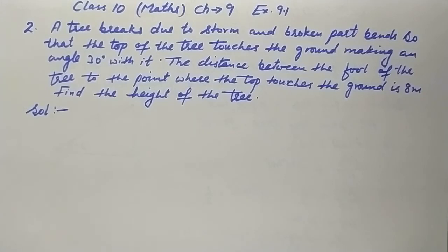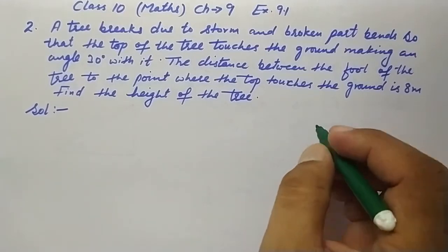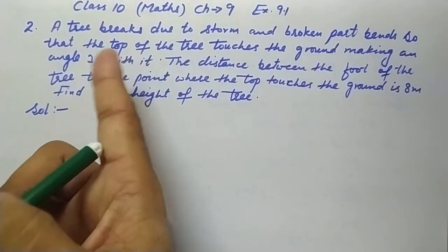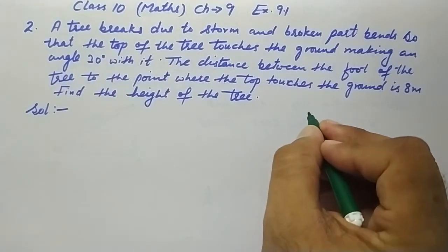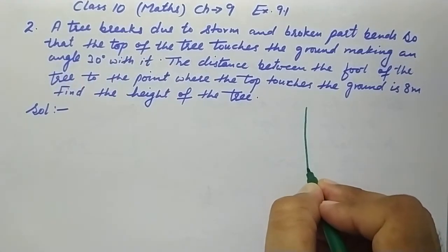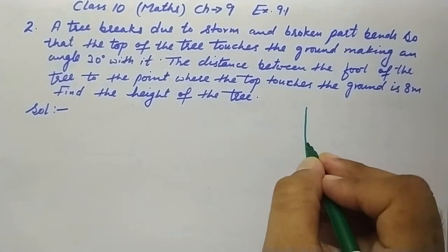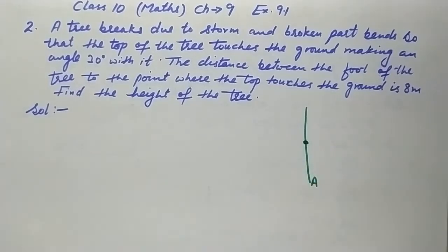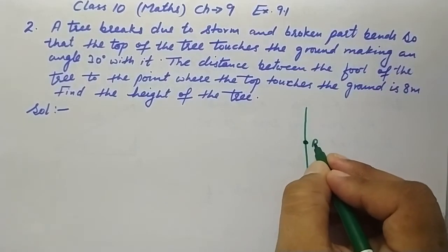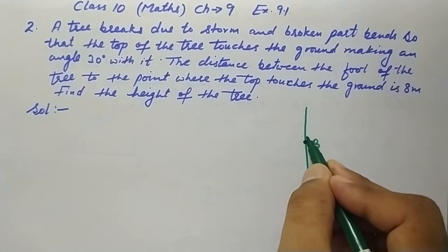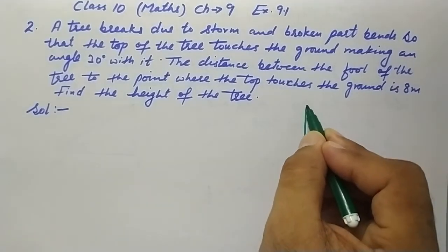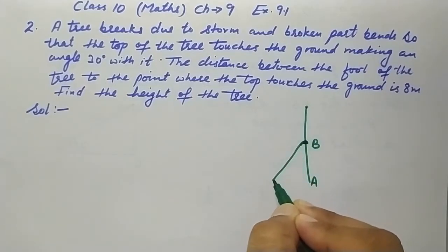So let's draw the figure. It is said that a tree breaks due to a storm and the broken part bends so that the top of the tree touches the ground, making an angle of 30 degrees with it. So in the figure, suppose this is the tree, and it is broken from this point. Suppose it is broken at point B, and the broken part bends so that the top touches the ground at point C.